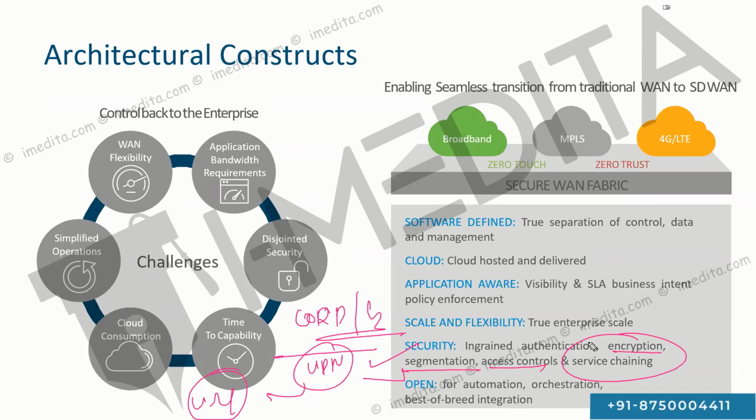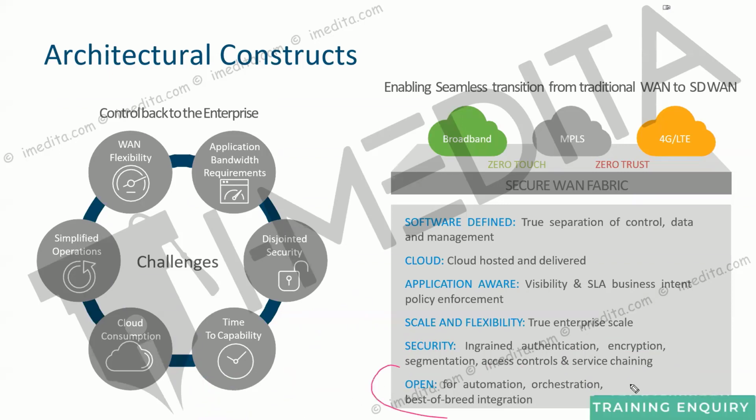Your existing SD-WAN solution can be integrated with third-party automation tools. If, for example, you are good with automation, you can create a script to instruct the vManage to do certain tasks, and it will do that. It is open for automation, orchestration, and best-of-breed integration. You can integrate your SD-WAN solution with different third-party automation tools with the help of APIs, REST-based APIs.